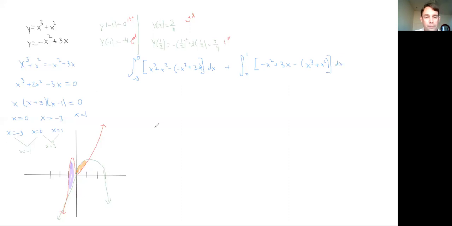All right, friends. So, got a big giant problem here. Let's see if we can't figure it out. We're going to be dealing with 2 different problems here. So -3 to 0, and this first one is x cubed plus 2x squared minus 3x. And then we're going to go from 0 to 1 the other way: -x cubed minus 2x squared plus 3x.